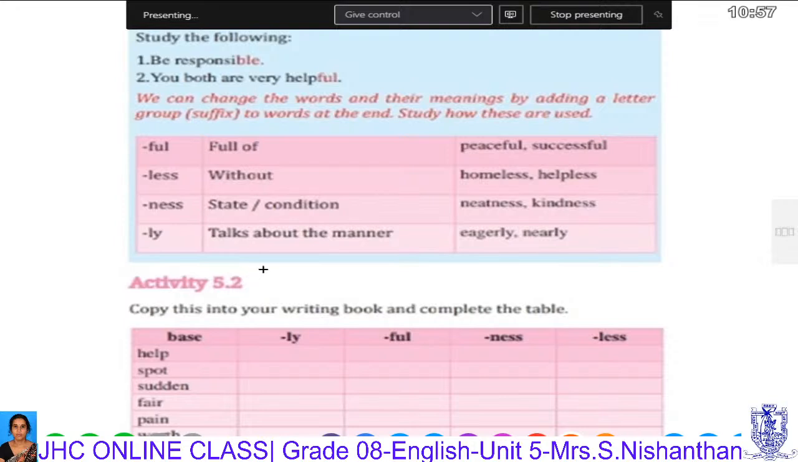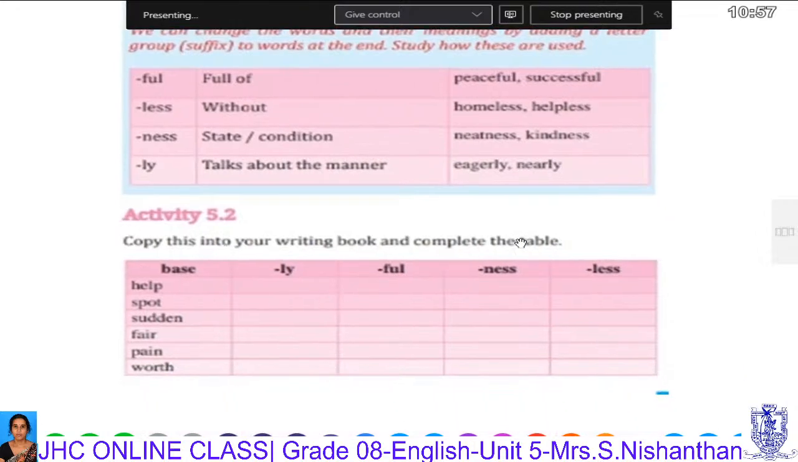Now, in your textbook, there's an activity to use full, less, ness, ly. Full means full of, peaceful, successful, like that. Less means without, homeless, helpless. Ness means state or condition, neatness, kindness, cleanliness, like that. Ly talks about the manner, eagerly, nearly, suddenly, quickly, like that.